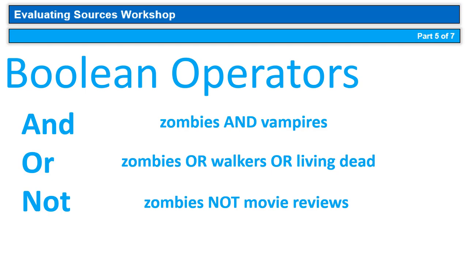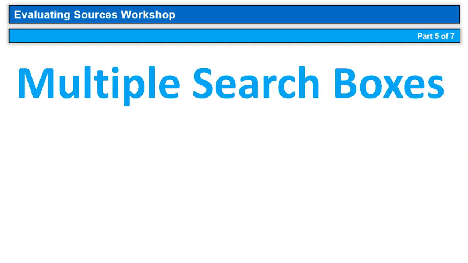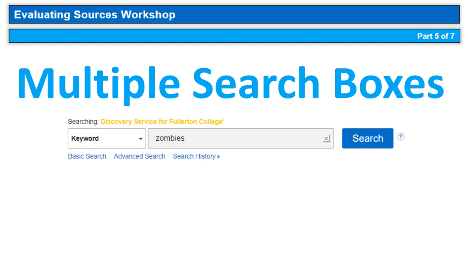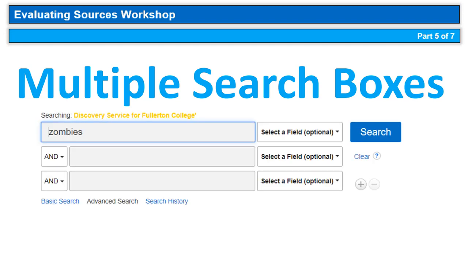Now that you have a better understanding of Boolean operators, let's look at how to use them in multiple search boxes, which can refine your results. Here's what a basic keyword search looks like. It doesn't give us much to work with. Now let's take a look at what an advanced search can do. With multiple search boxes, we can really get some work done.